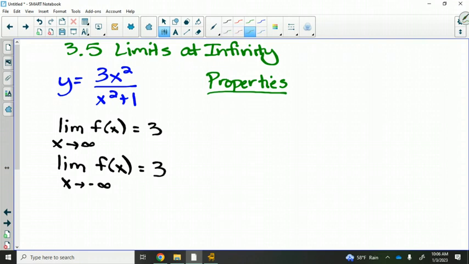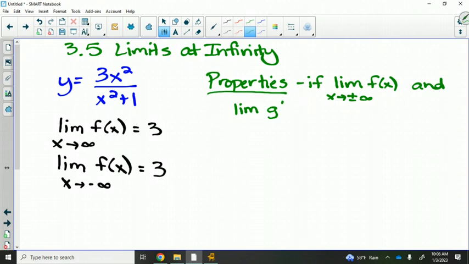And these properties are going to work if the limit of f of x as x approaches either plus or minus infinity and the limit of g of x as x approaches plus or minus infinity exists. So this is the condition. For these following properties to work, the two limits for these functions have to exist as we're looking at their end behavior.